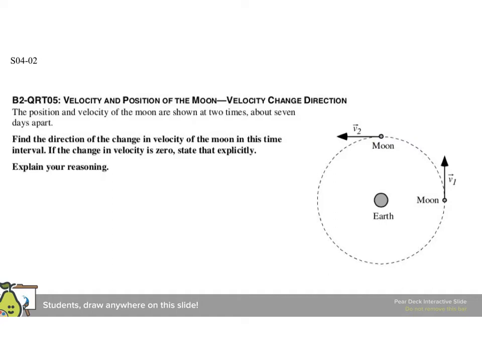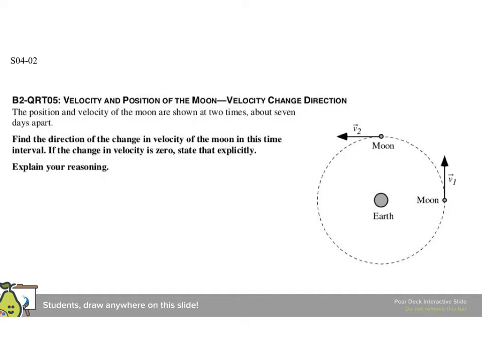All right, it's kind of a coincidence, right? 7 days, that's weird, but that's the week. There are 4 phases of the moon. There are 28 days in 1 month, so a quarter of them would be about 7. Anyway, some astronomy is not really that important for us right now, but find the direction of the change in velocity in this time. If the change in velocity is 0, state that explicitly, and then state your reasoning.